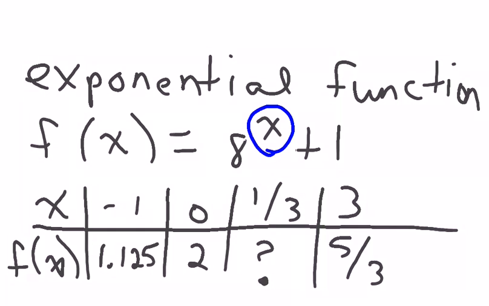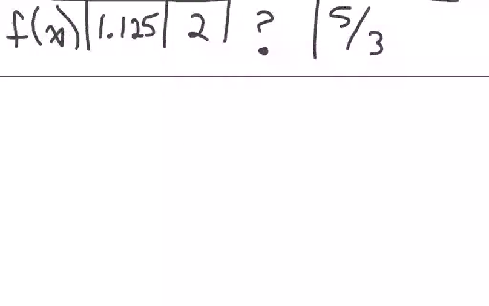They did the same thing with 0. They plugged in 0. 8 to the 0 power is 1, because anything to the 0 power is 1. And then 1 plus 1 is 2. So that's why they got a 2 below the 0. So they're going to want you to do the same thing with 1/3: 8 to the 1/3 plus 1.